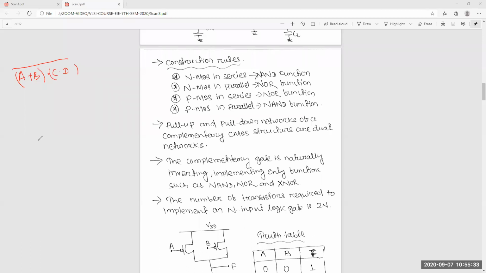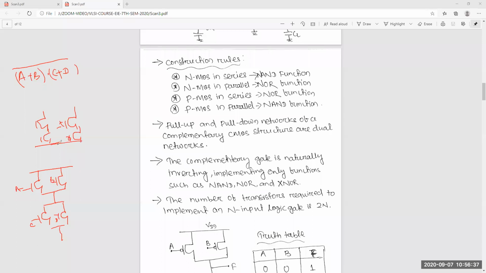In the pull down network, for (A plus B) into (C plus D), A and B will be in parallel, and C and D in parallel, and they both will be in series. A and B in parallel, C and D in parallel, then both in series. Similarly, in the pull up network, A and B will be in series, C and D in series, and both in parallel.